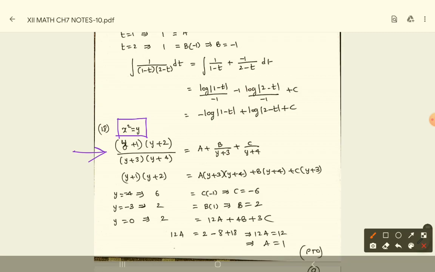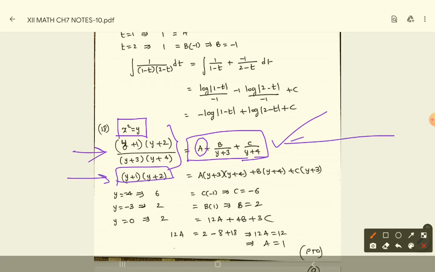Since it is an improper rational fraction with the same degree in the numerator and denominator, you should write it as a plus b by y plus 3 plus c by y plus 4. This a has come since it is an improper rational fraction with the same degree in the numerator and denominator. So y plus 1 into y plus 2 is the numerator, and the denominator is multiplied to the left-hand side, then you get this expression.